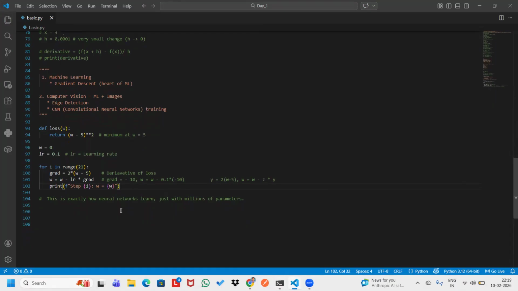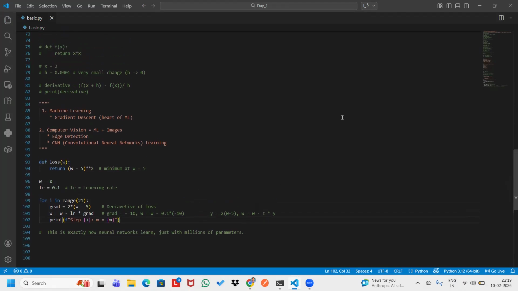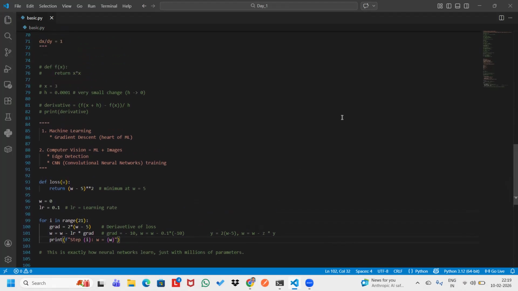This is exactly how a neural network works. I have introduced this word neural network, but we will talk about it some other time, because otherwise it will be very complex for you to understand. So we have talked about differentiation, we have talked about machine learning, and I have also told you the role of differentiation in machine learning.